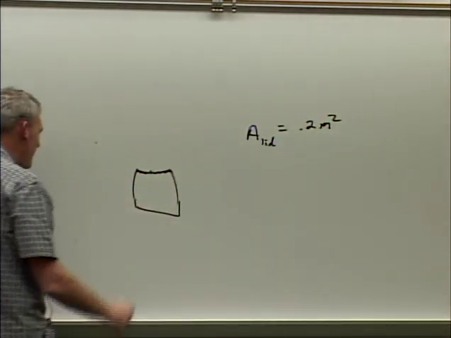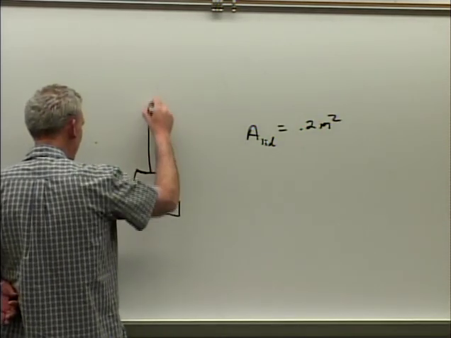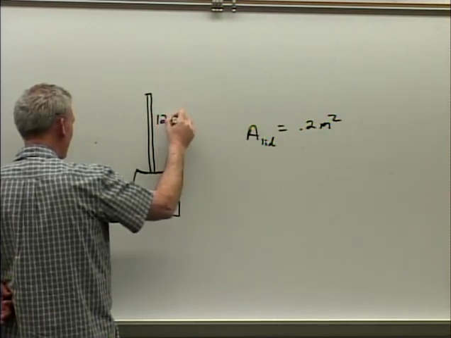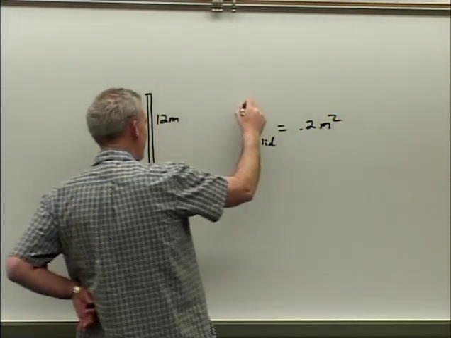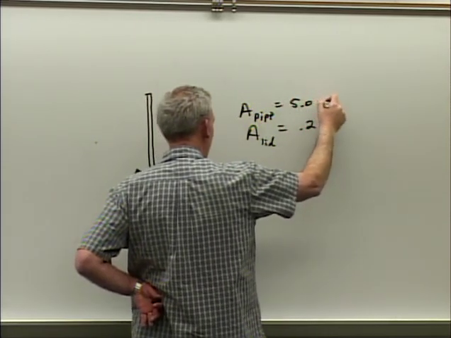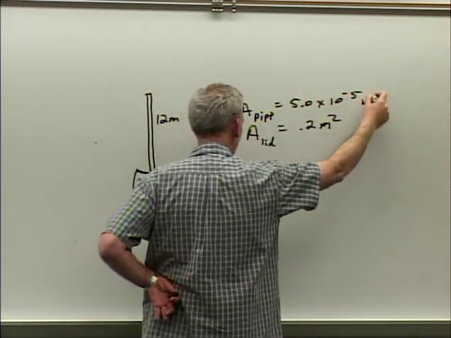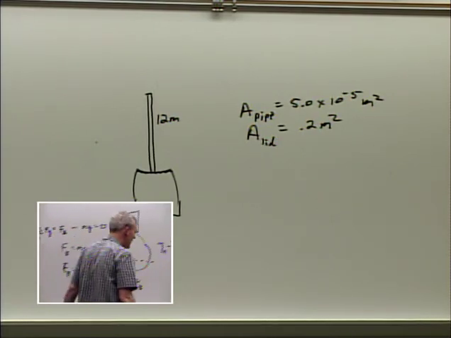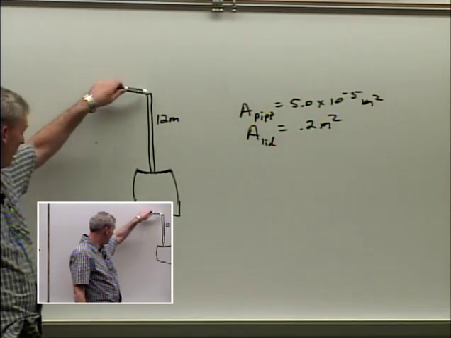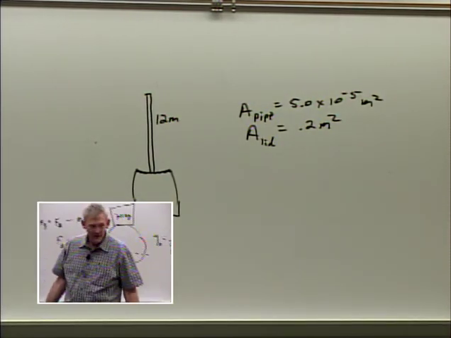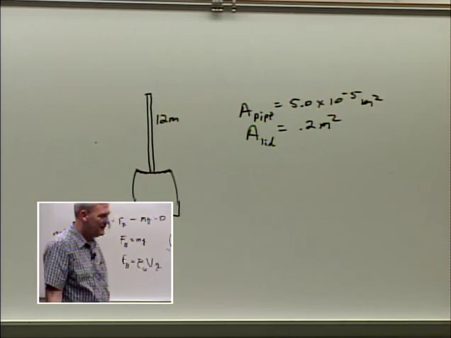Then we've got this thin piping coming out of here that goes up 12 meters, and the cross-sectional area of the pipe is equal to 5.0 times 10 to the negative fifth meters squared. So that's a pretty small little pipe. Now, what we're going to do is fill this thing up with water, and once we get to 12 meters, bang, the barrel explodes.